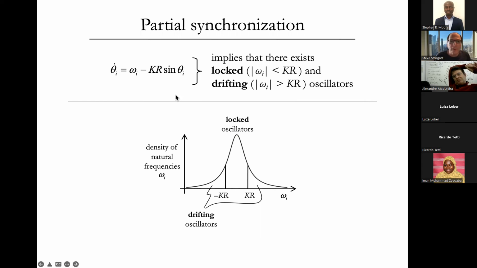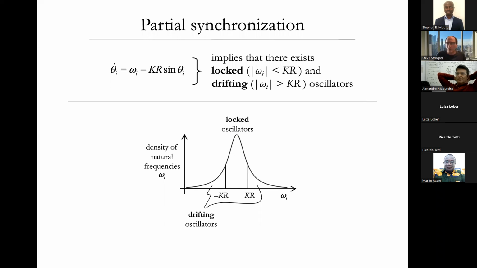I mean, in other words, let's put it this way. If the magnitude of the random frequency omega i is less than this quantity kr, this equation will have a 0. And by an elementary graphical argument, you can prove that all theta's initial conditions will approach a fixed point, an equilibrium point. And that's what we were seeing in the simulations.